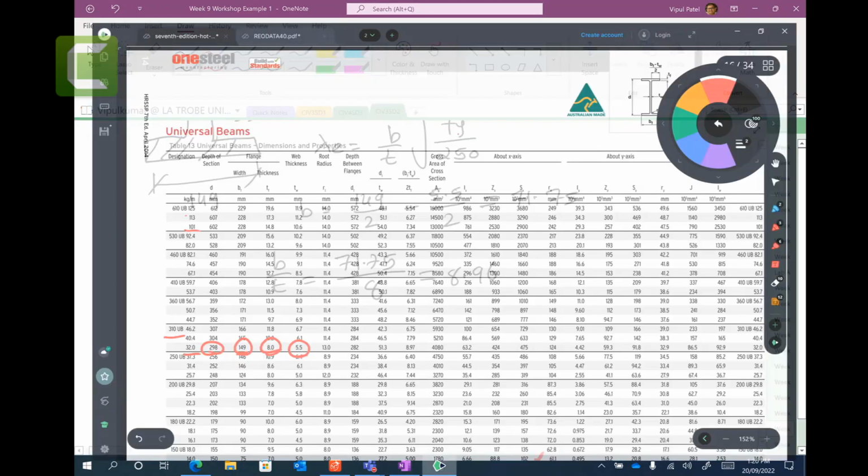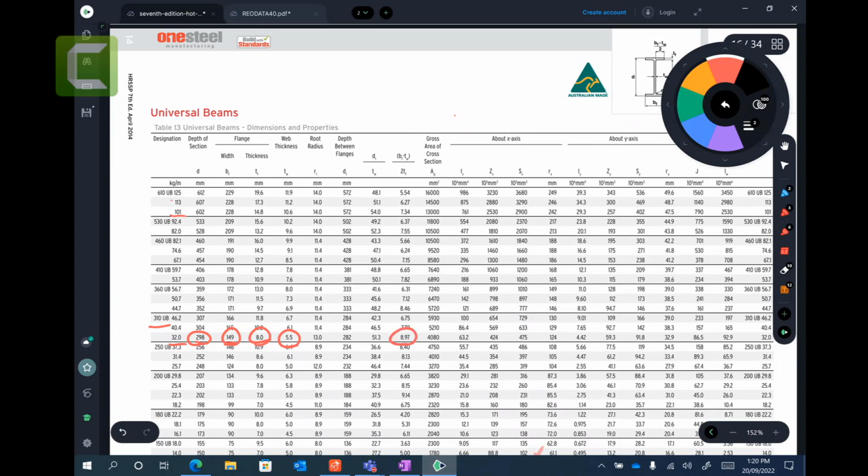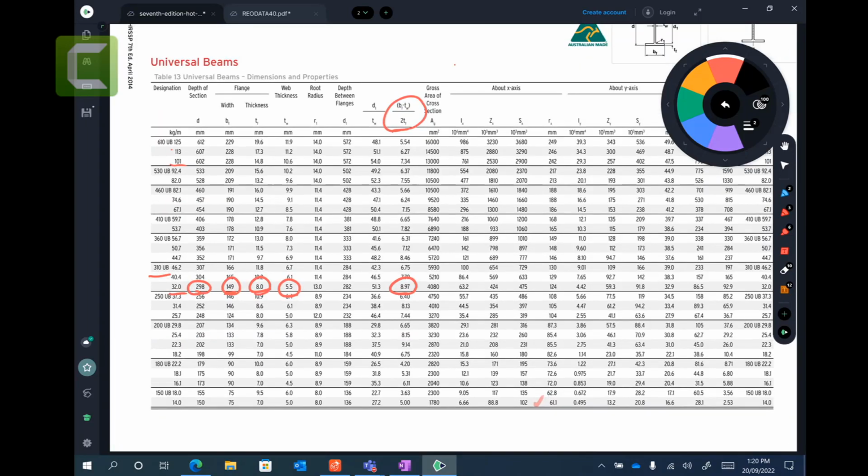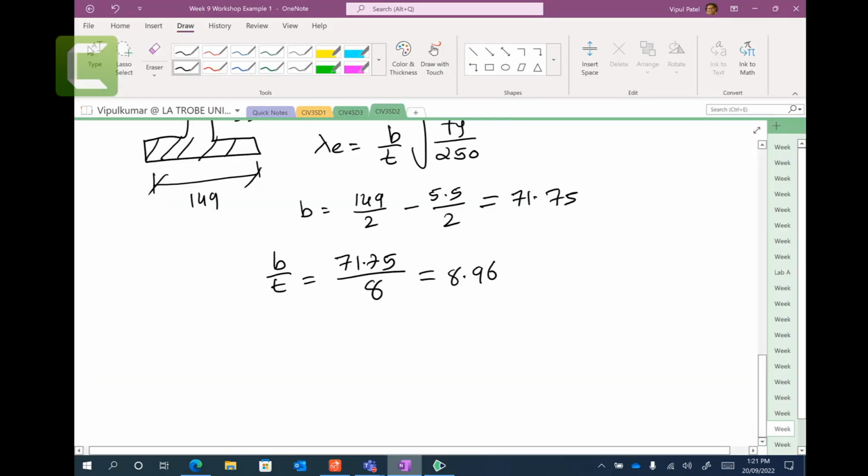It's 8.96. We can check it from our one steel tables as well, where we have 8.97. Look at here, that is given here, b by 2 and the thickness of the flange. All right, so here we have 8.97. You can pick 8.96, still rounding off, still okay. So we can take 8.97.